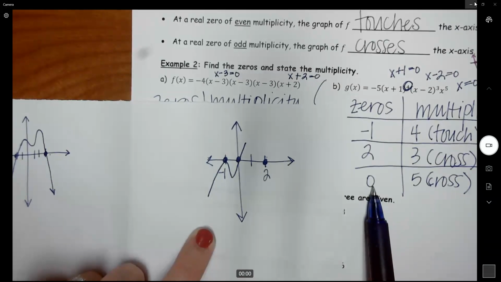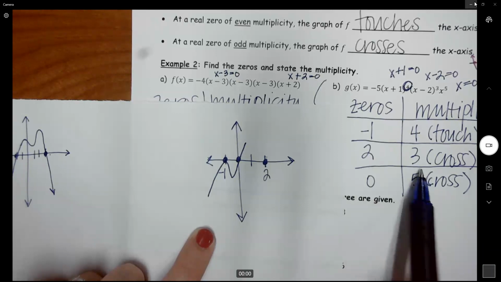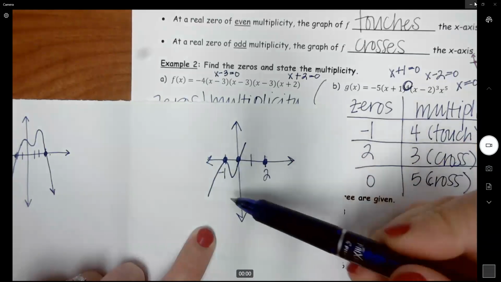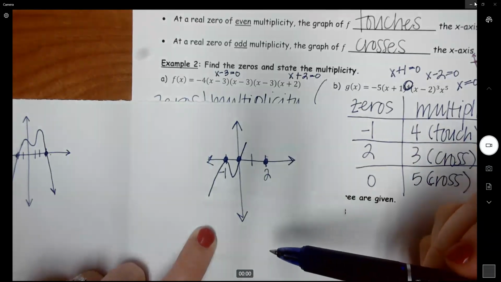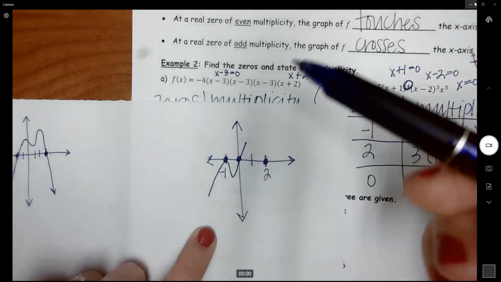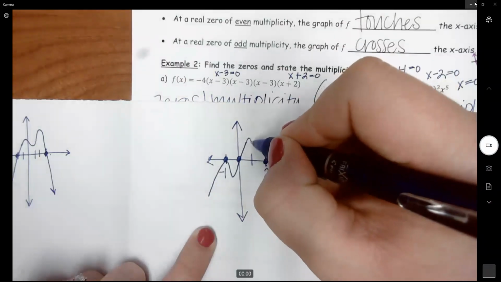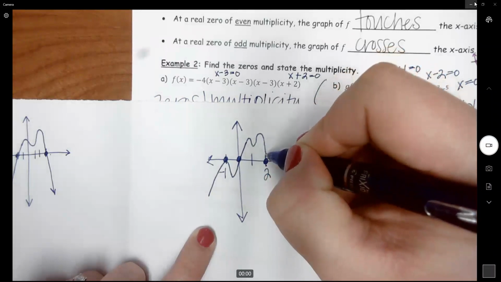And then at 2, it's also going to cross through. And again, I have no idea what's happening between these zeros. So this could have squiggled down here. This one can do all kinds of squiggling up here.